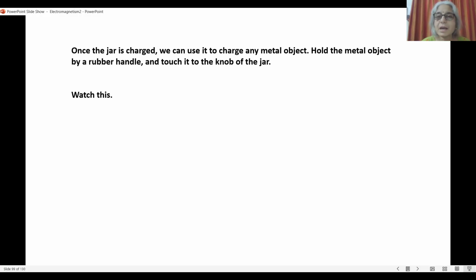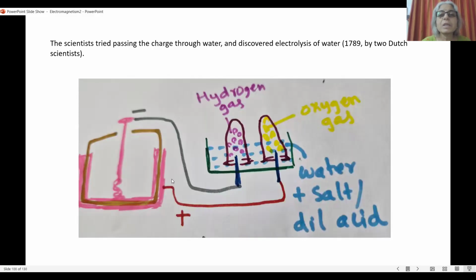Once the jar is charged, we can use the charge to carry out any experiment. So what else could we do? This is what the scientists did. They checked, they explored various things. So they used a Leyden jar and passed the electric charge through water.